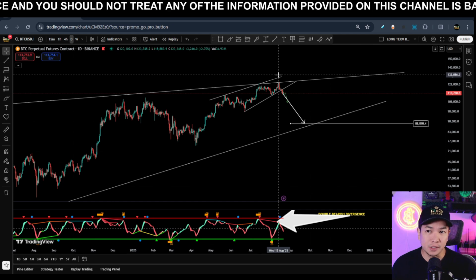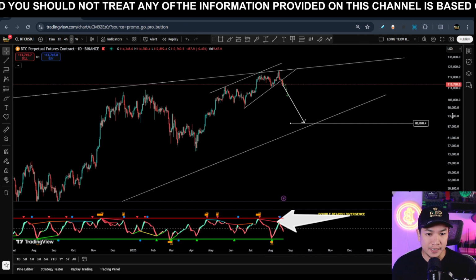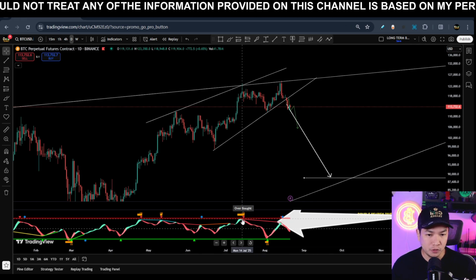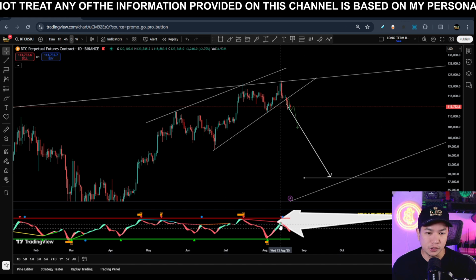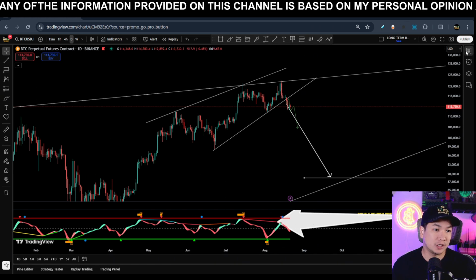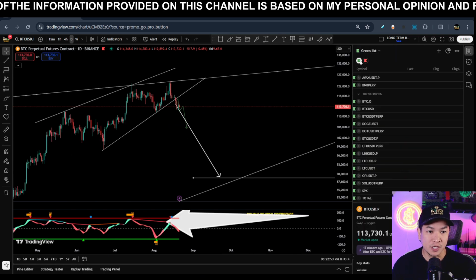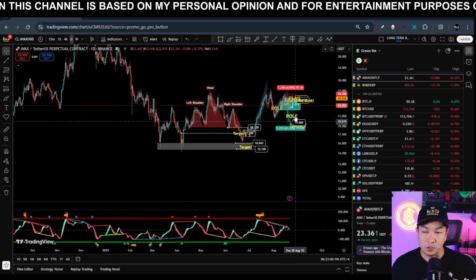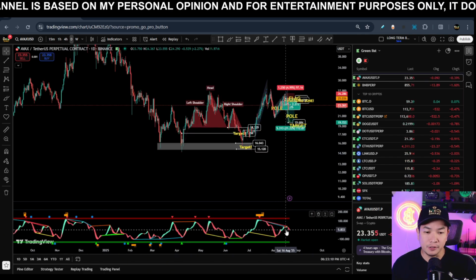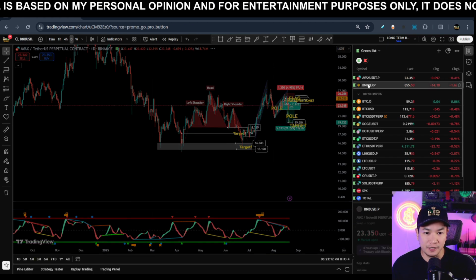So here's the Bitcoin chart on the daily time frame, and as you can see, we also have a huge bearish divergence that forms on the oscillator. Now let's check some of the major altcoins in the market. AVAX also forms a double bearish divergence on the daily time frame.